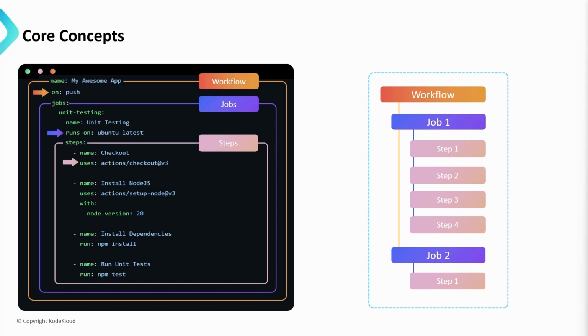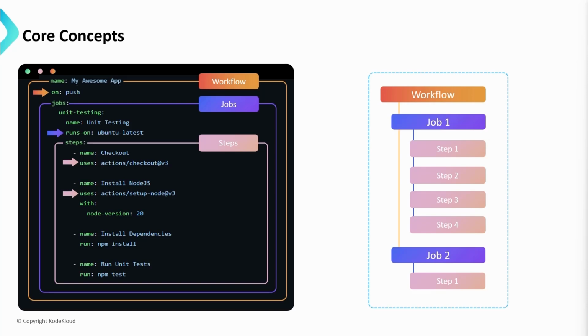The first step uses an action named checkout of tag v3 to check out the repository to the runner. Remember the term action. I will talk about it at the end of this session. The second step also uses an action to install Node.js on the runner, which provides node and npm commands in the runner path.